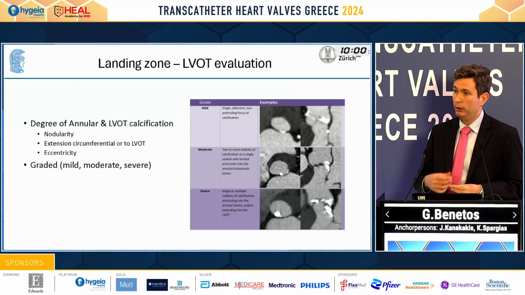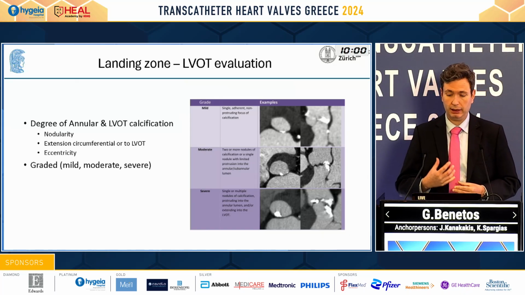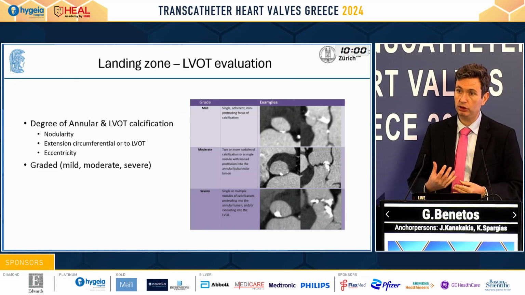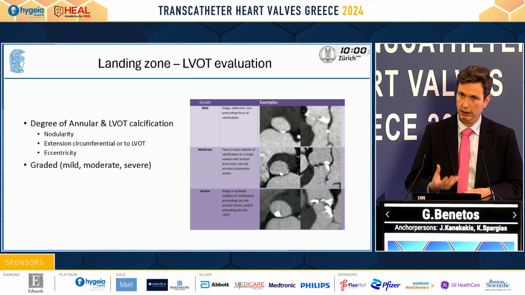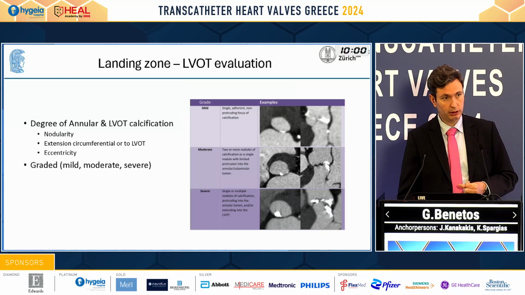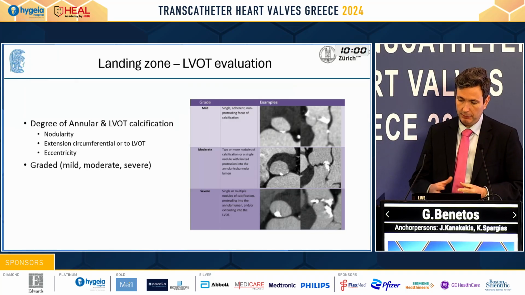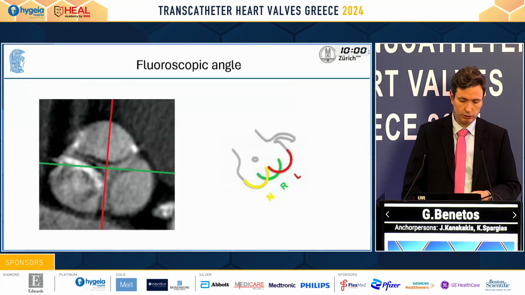It's very important that we mention in our report the degree of LVOT calcification, in case there is one, because it's very important for the interventional cardiologist to know that there is excess LVOT calcification, which can lead to potential complications, including PVL or even aortic rupture. We describe it with semi-quantitative measurements: mild, moderate, or severe.